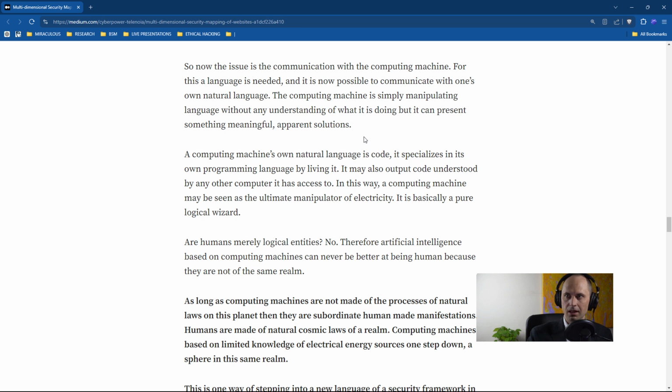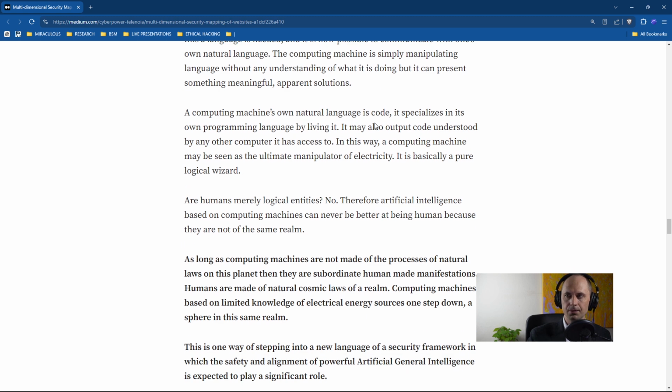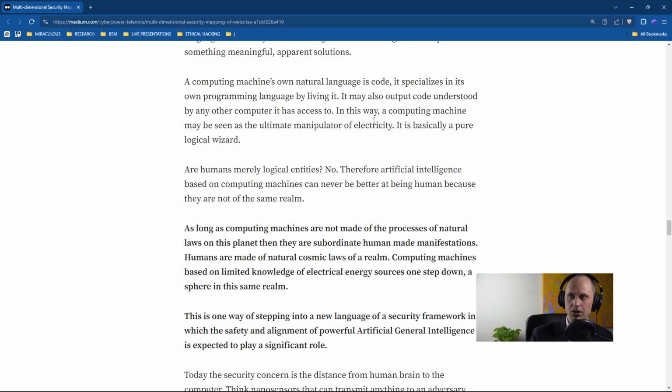So now the issue is the communication with the computing machine. For this, a language is needed, and it is now possible to communicate with one's own natural language. The computing machine is simply manipulating language without any understanding of what it is doing, but it can present something meaningful, apparent solutions. A computing machine's own natural language is code. It specializes in its own programming language by living it. It may also output code understood by any other computer it has access to. In this way, a computing machine may be seen as the ultimate manipulator of electricity. It is basically a pure logical wizard.